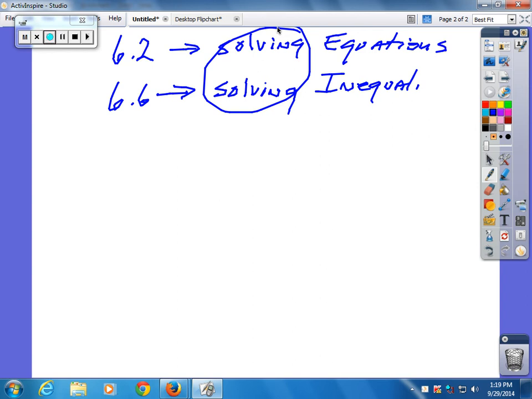Now, the difference between these two is an equation has what? An equal sign. An inequality does not have an equal sign. It has one of these 5 guys, one of these 4 guys. It has one of these, or it has one of these. Now notice I didn't call them names. I just said one of these and one of these.